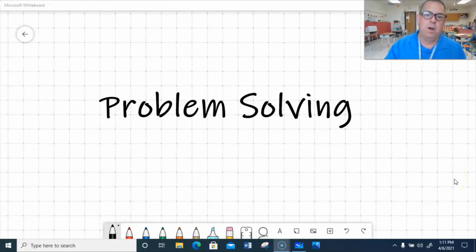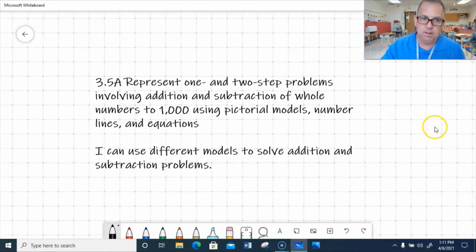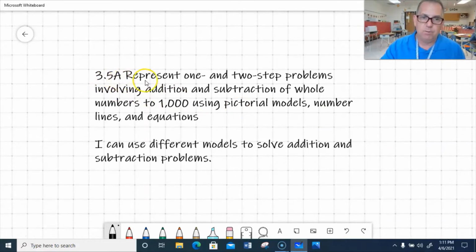We're going to be talking about problem solving. The specific skill we're going to talk about today is 3.5a, represent one and two-step problems involving addition and subtraction of whole numbers to 1000 using pictorial models, number lines, and equations. And the I can statement is, I can use different models to solve addition and subtraction problems.